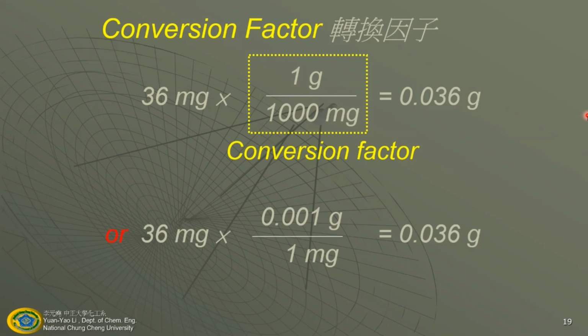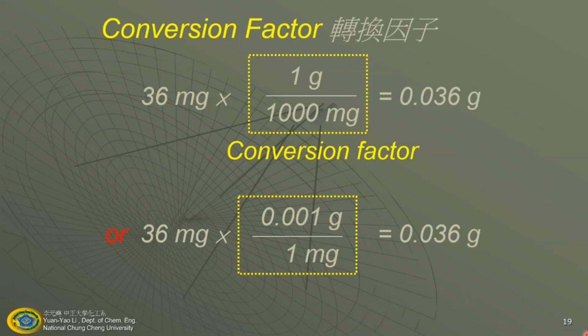Or if you're not happy with this, you say, wow, I don't like 1 gram equal to 1,000 milligrams. You can say 1 milligram equal to 0.001 grams. That will be fine. Again, you remove this milligram away from this equation, and then you have a gram left, which is the unit. And you put the number together, you get 0.036. No problem, right? No problem.